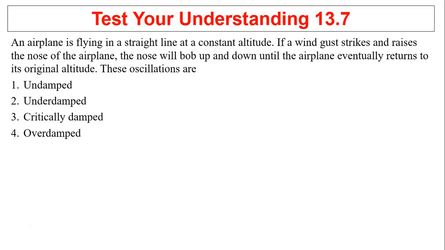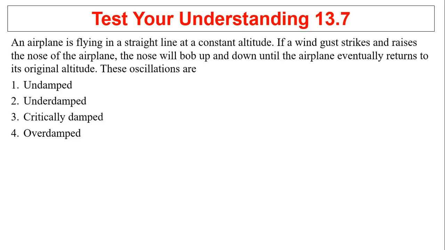Check your understanding. An airplane is flying in a straight line at a constant altitude. If a wind gust strikes and raises the nose of the airplane, the nose will bob up and down until the airplane eventually returns to its original altitude. Are these oscillations undamped, underdamped, critically damped, or overdamped?